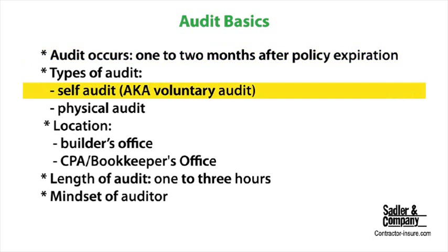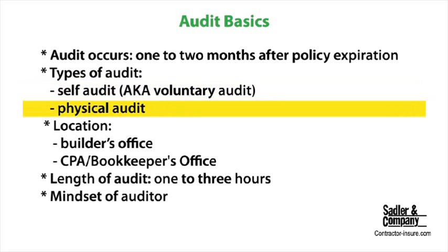There are two types of audits. The first is a self-audit or voluntary audit where you receive a form in the mail that you complete indicating the payrolls paid to all employees by classification code as well as amounts paid to all uninsured subs by classification code. The form is sent back to the insurance carrier and they send a final audit bill based on the numbers you reported. Most insurance carriers that insure builders don't use a self-audit because they're afraid that some builders will underreport their building activity.